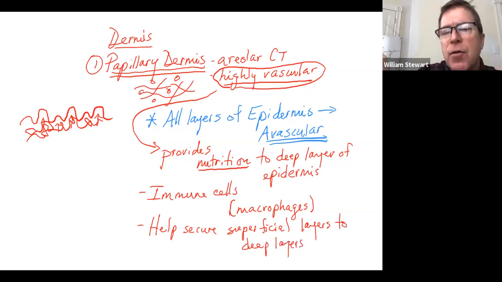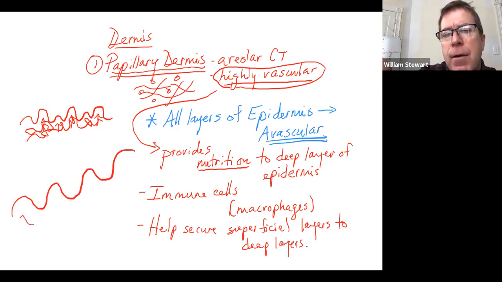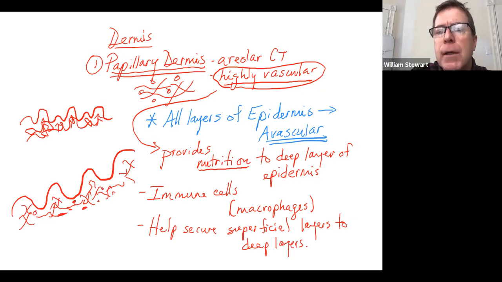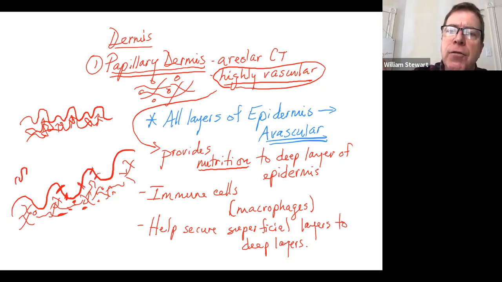All right, so here's that wavy line again. There's areolar connective tissue in this area. It's full of blood vessels, immune cells, and I'm just going to draw some living cells in this area. And it really helps bind these layers. This wavy line serves to increase surface area and really help bind those layers of epidermis to deeper layers.